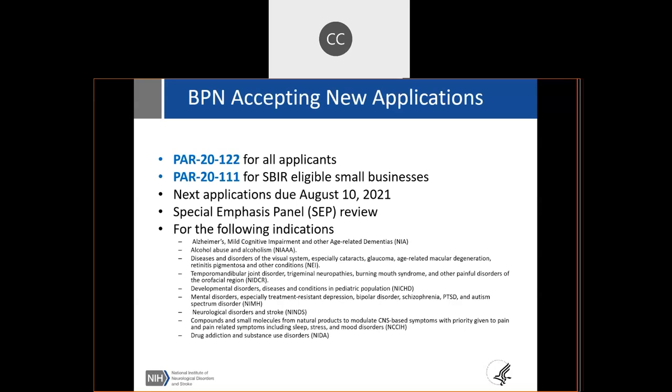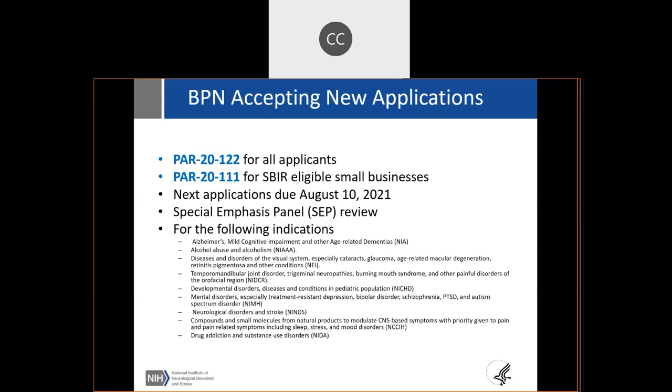We have the August receipt date. The PAR 20-122 is for all applicants, including small businesses that may or may not be eligible for SBIR, due to ownership or other things. And any SBIR-eligible small business is encouraged to apply to the PAR 20-111. All applicants are reviewed by the same special emphasis panel.